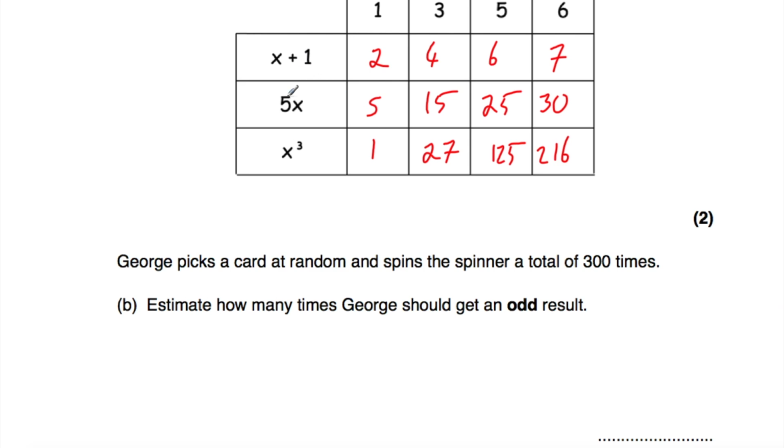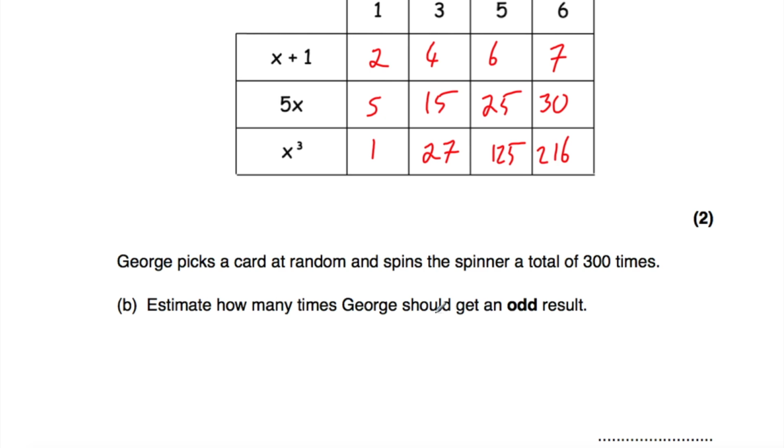So he's going to pick one of the cards at random and he spins the spinner a total of 300 times. So he does that 300 times. And the question says estimate how many times George should get an odd number. So how many times should he get an odd result? So obviously he's going to do this 300 times. So we want to find out how many times he expects to get a certain outcome. And to do that, what we do is we take the probability of that outcome happening and we multiply it by the number of trials, or the number of times it's carried out.